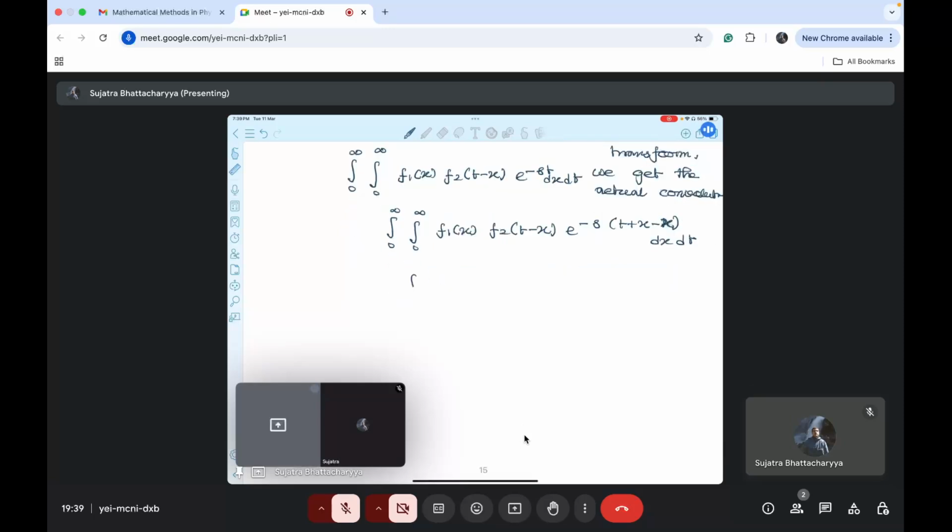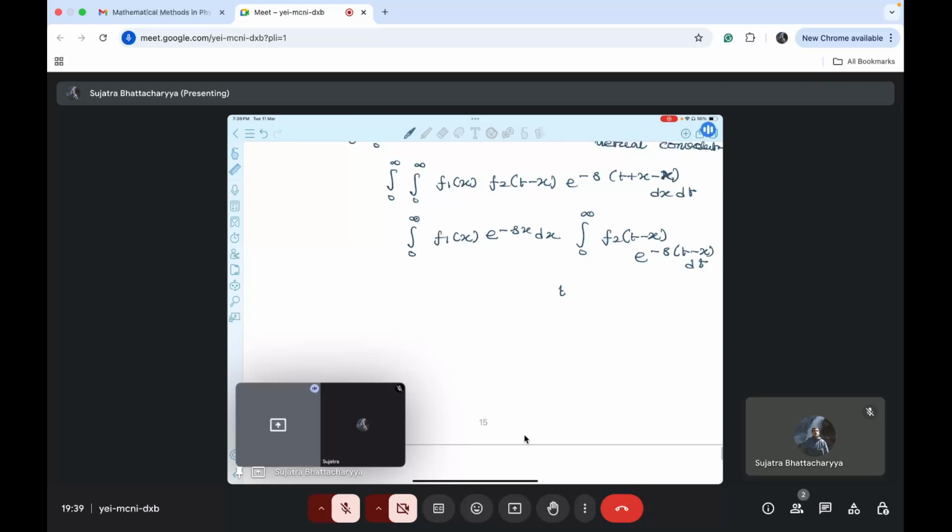So you get 0 to infinity f1(x) e to the power minus sx dx, times 0 to infinity f2(t minus x) e to the power minus s(t minus x) dt. Let's say t minus x is some z, so dt will be equal to dz. If you do that, you can clearly see that there is an F1(s) here and there is an F2(s) clearly. Okay, so this is the proof of the convolution theorem.